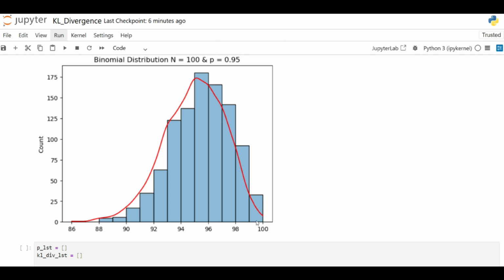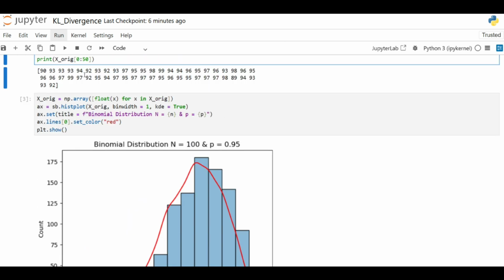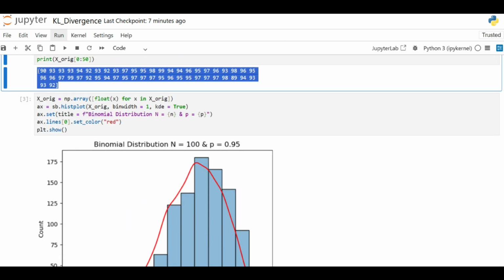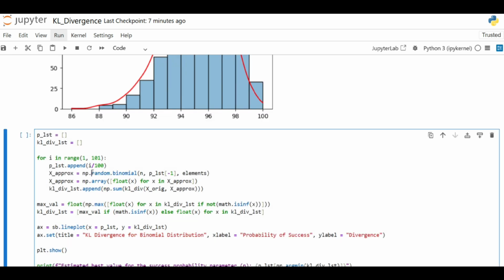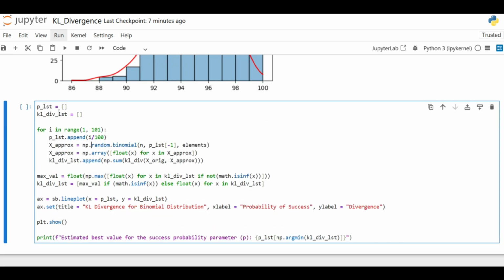So one of the parameters has been estimated here. Now what we have to do is estimate the probability parameter, which I have currently set as 0.95, but we don't know that just basis this array. So the next step would be to run this, and here is where we do the approximation. Over here, we are creating the probability list. So we are starting with the smaller probabilities and then incrementing it in each step, making it closer to 1.